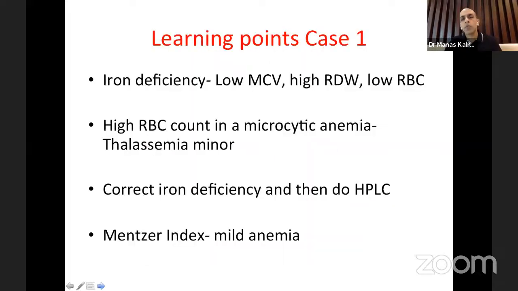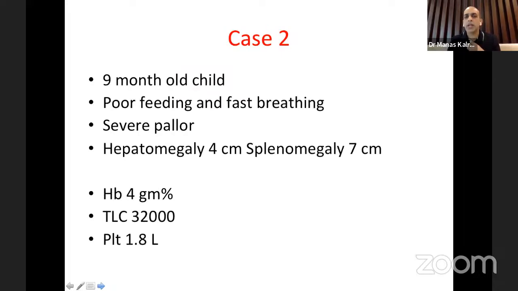Okay, so from the first point, we learned how to interpret bedside MCV. We looked at the importance of RDW. We looked at the importance of RBC count, low RBC, high RBC. We saw how thalassemia minor should be differentiated from iron deficiency. We looked at the importance of the Mentzer index. So I'll take you to the next case, which is a 9-month-old child.